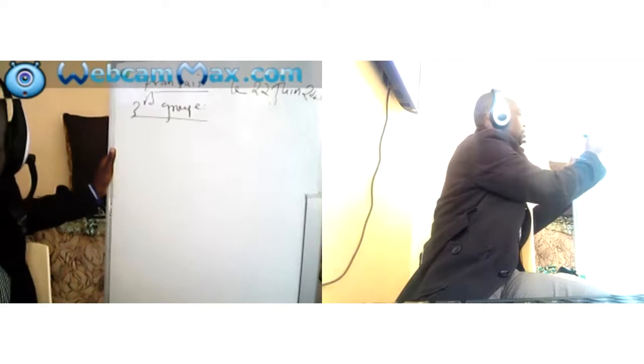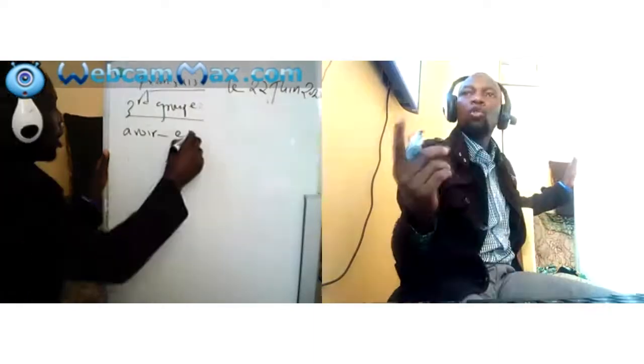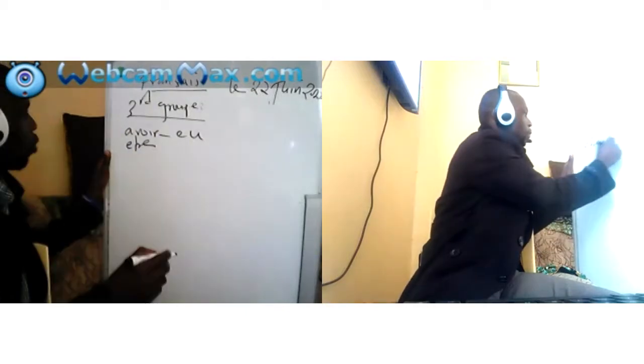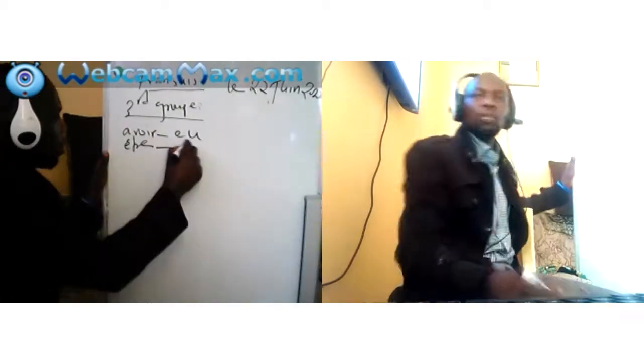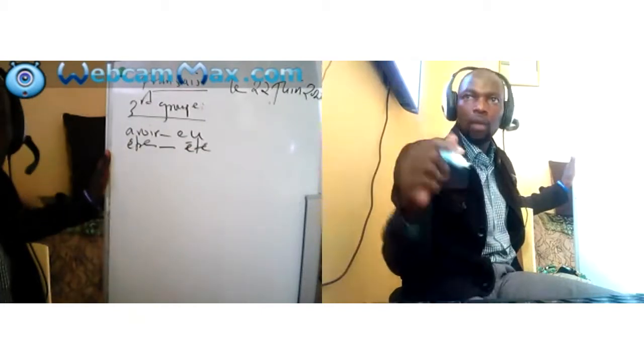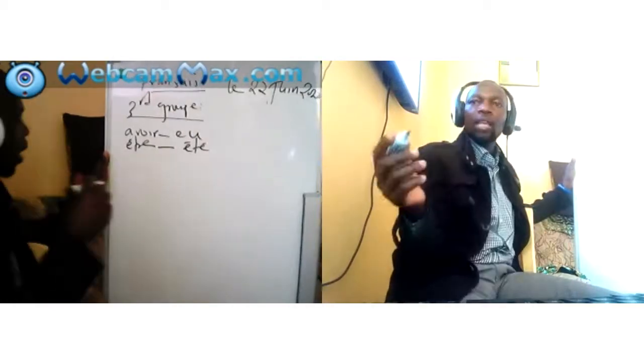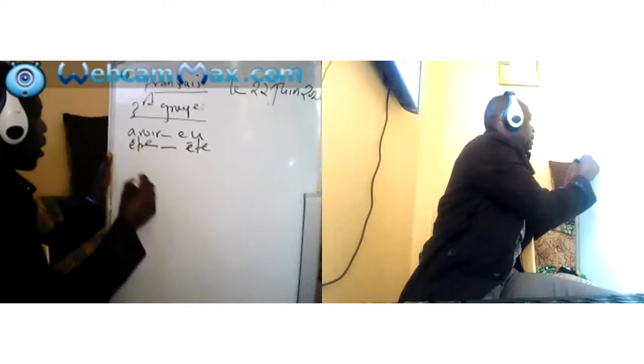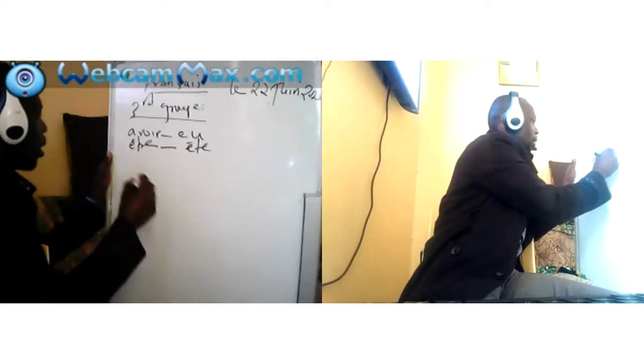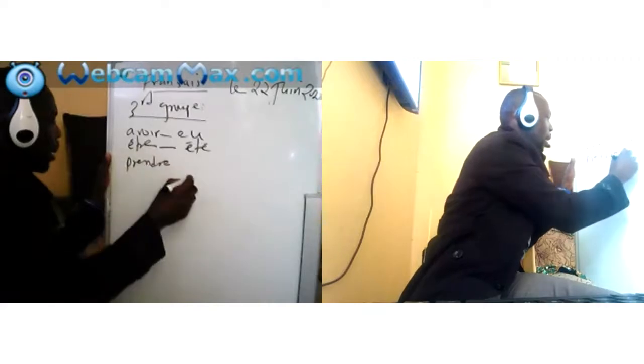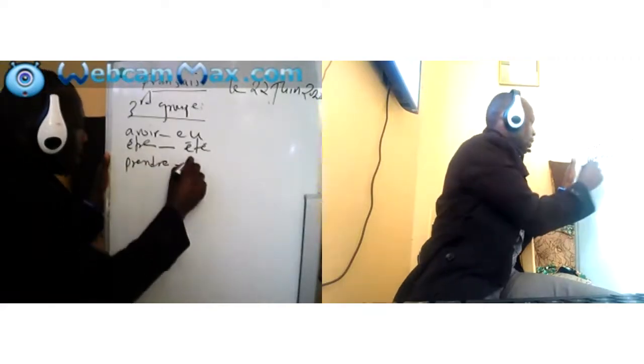Third group verbs: we have the verb avoir, which falls under the third group. The past participle of the verb avoir is eu. The verb être, to be, the past participle is été. I want you to note these down because I'm going to wrap up quickly because of space. Now we have some verbs behaving the same, like the verb prendre, to take, whose past participle is pris. So these verbs behave the same way.